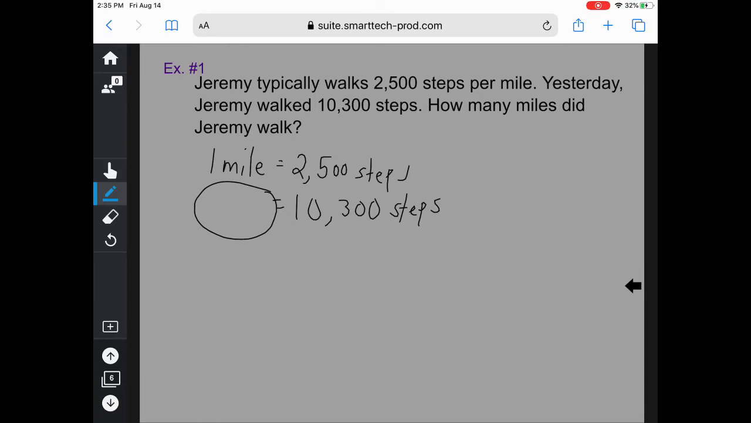So to go from 1 to 2,500, you can multiply by 2,500, because 1 times 2,500 is 2,500. But if we're going backwards, we need to do the opposite. So we know we're dividing by 2,500. So we need to divide 10,300 by 2,500.